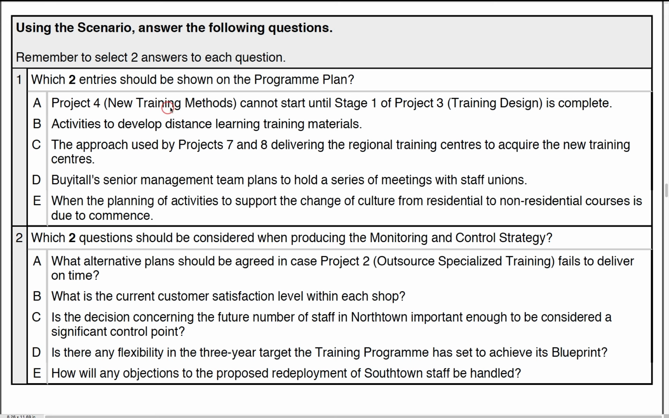Okay, so the first one is looking at entries, stuff that should be in the program plan. Project 4 cannot start until stage 1 of Project 3. Well, this is an interdependency between these 2 projects. So, yes, this should be in the program plan. We need to show that in the program plan overall at that level between projects. So, A is a good starting point and a good answer so far.